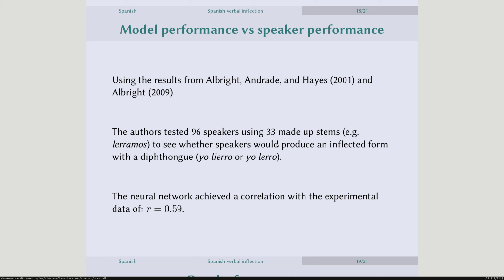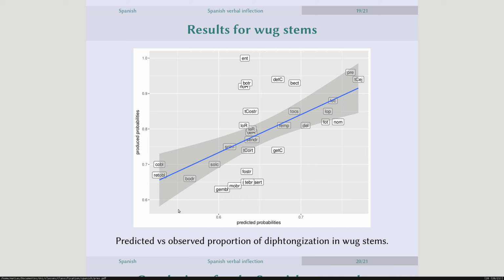And then they made some predictions, and we can compare the degree of diphthongization that the speakers did against what the model actually predicts, and the result is basically that our model has a correlation of about 0.6 with what the speakers actually did, and you can see it here. So this is the actually produced probabilities by the speakers, so how often did speakers use the diphthongization, and the predicted probabilities by the model. You see that it's quite close. A few of the items like end and botr and nor and gimbal are somewhat far away from the predictions of the model, but not too far away.